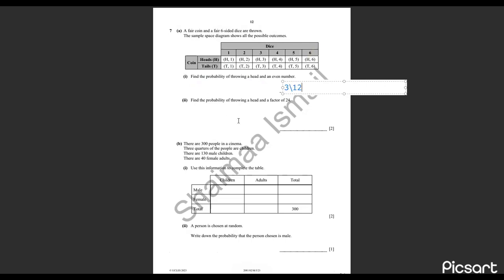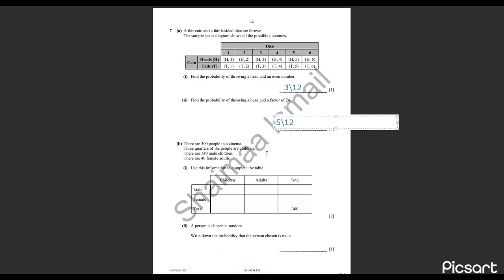Okay, find the probability of throwing a head and a number that is a factor of 24. Let's check the factors. 1 is a factor of all numbers, 2 is a factor of 24, 3 is a factor of 24, 4 is a factor of 24, 5 is not a factor, but 6 is a factor, so we have 5 from the 12 outcomes. Okay, so here we have 5 out of 12.